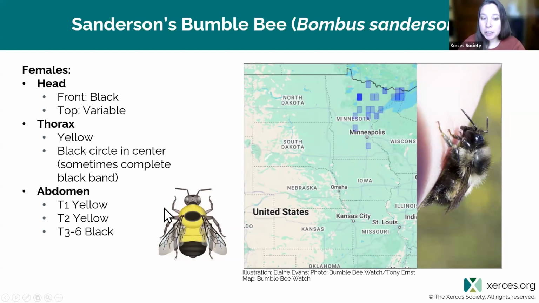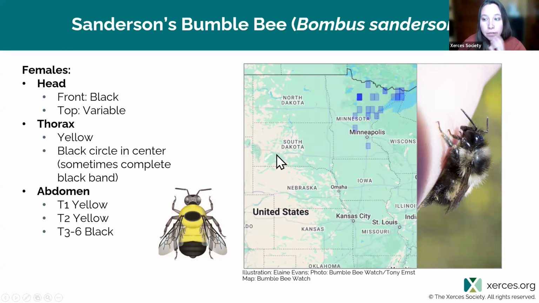So Sanderson's bumblebee, as I mentioned, very similar color pattern to the half-black bumblebee. This bumblebee has a black abdomen with T1 and T2 yellow. The thorax of the bee is yellow. It will have a black dot or oval or sometimes almost complete black band between the two wing joints. And that's not something you can use to differentiate it completely from the half-black bumblebee because the color patterning can be similar for the half-black bumblebee. But Sanderson's bumblebee generally tends to have more black hairs between the two wing joints.